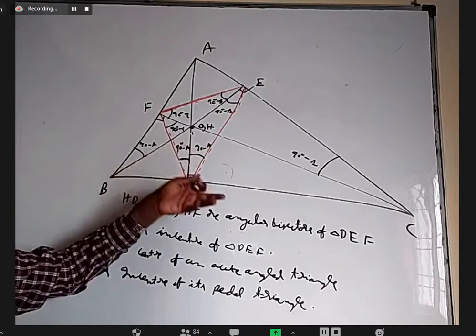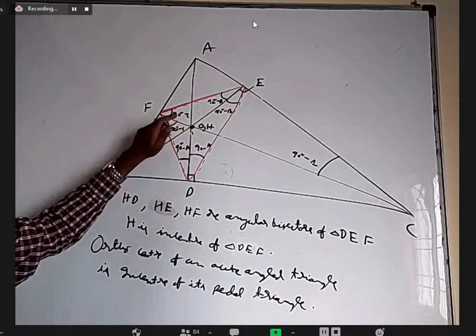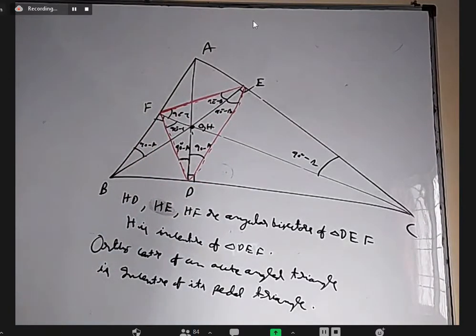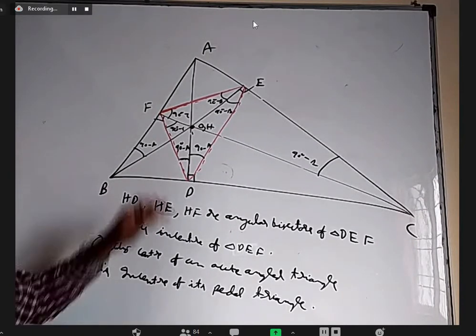So these two are 90 minus A, 90 minus B. It's the same thing. I don't have to prove it. 90 minus B and 90 minus B. And these are 90 minus A, 90 minus B. Yes, sir. Okay. Anybody else have any doubt?